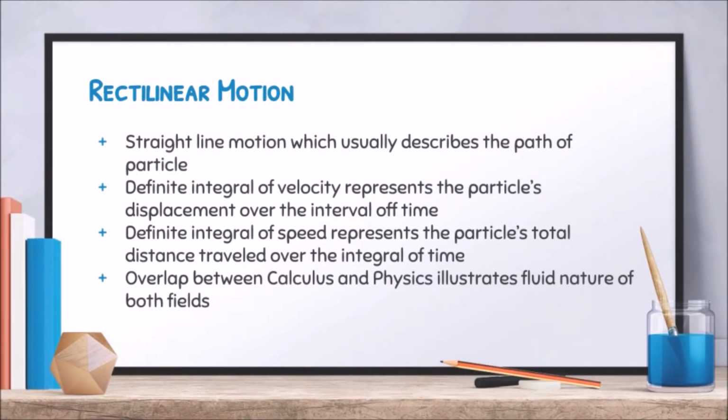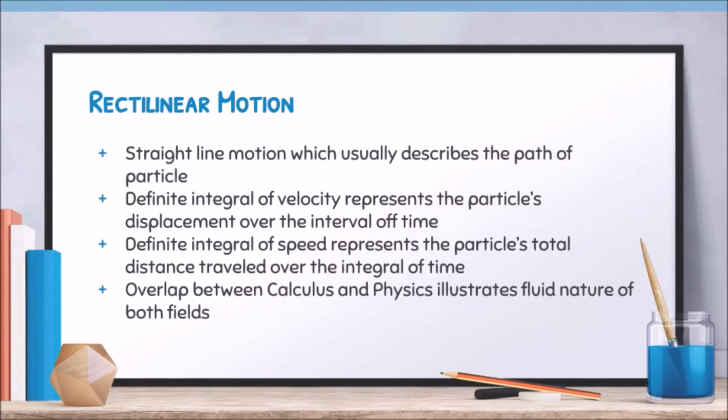Rectilinear motion is straight line motion that describes the path of a particle. The definite integral of velocity represents the particle's displacement over the interval of time. The definite integral of speed represents the particle's total distance traveled over the interval of time. Rectilinear motion is actually the overlap between calculus and physics, which illustrates the fluidity of both fields.